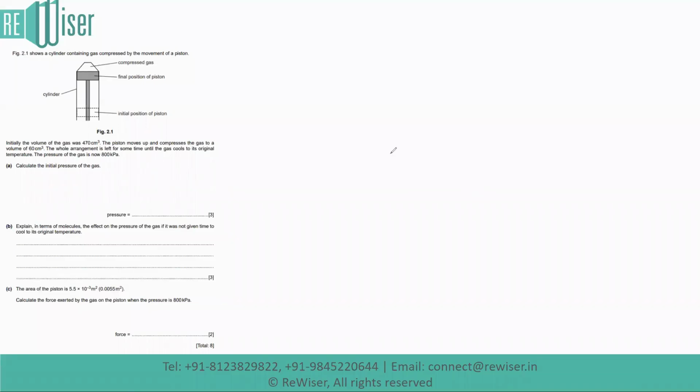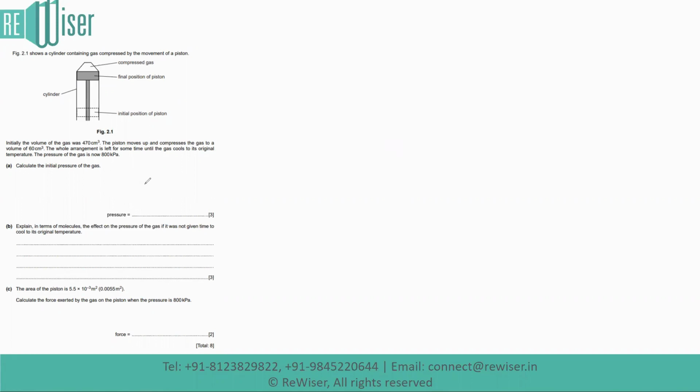Let's move on to the very next question. Figure 2.1 shows a cylinder containing a gas compressed by the movement of a piston. Initially, the volume of the gas was 470 cm³. The piston moves up and compresses the gas to a volume of 60 cm³.